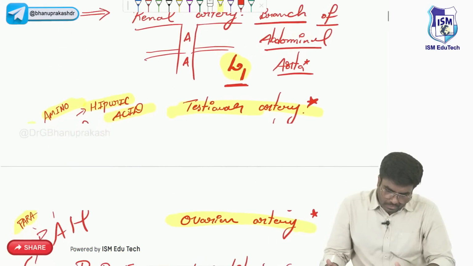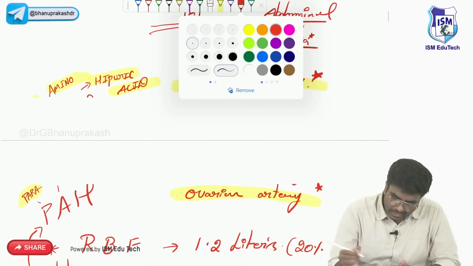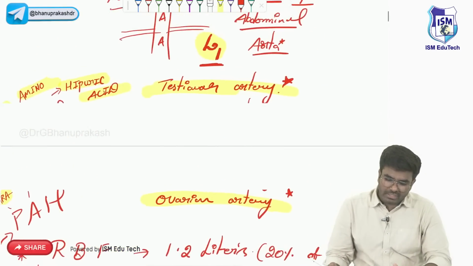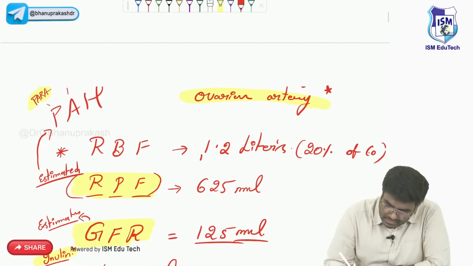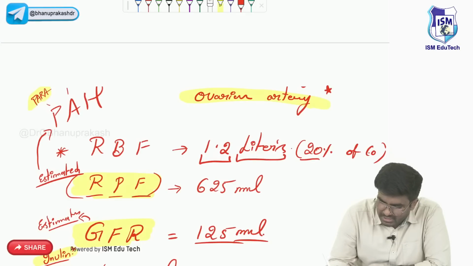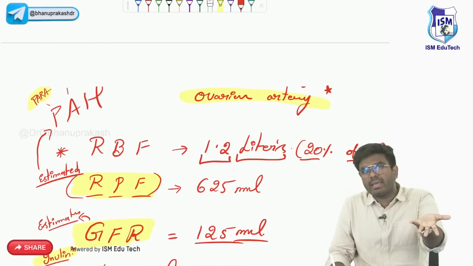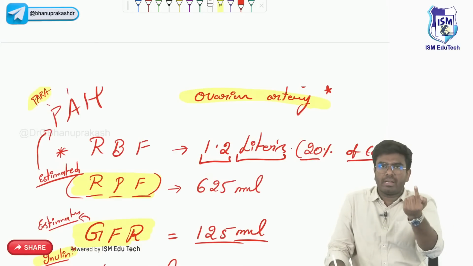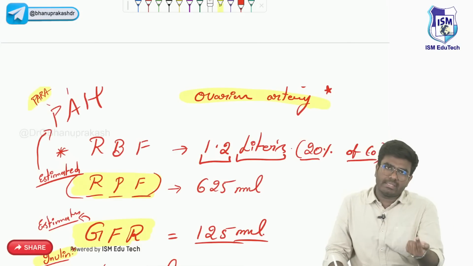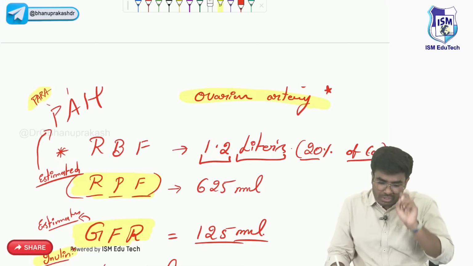Now, how can we measure the renal blood flow? If someone asks you, how can we measure the renal blood flow? Renal blood flow is 1.2 liters, which is 20% of the cardiac output. Important. If you want a round figure answer, 1 liter is the amount of blood going to both the kidneys. But how can we measure it? These are the questions.